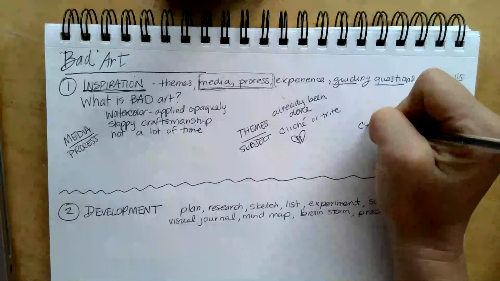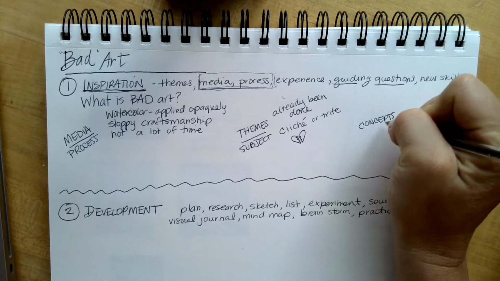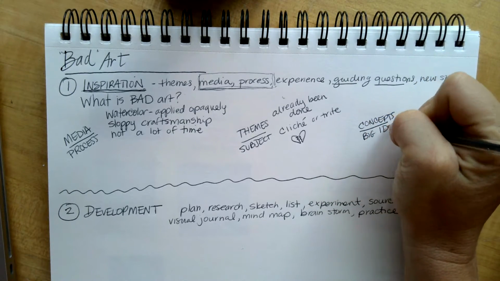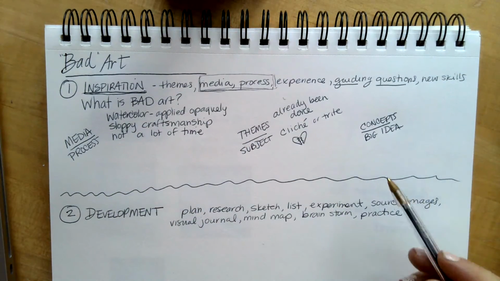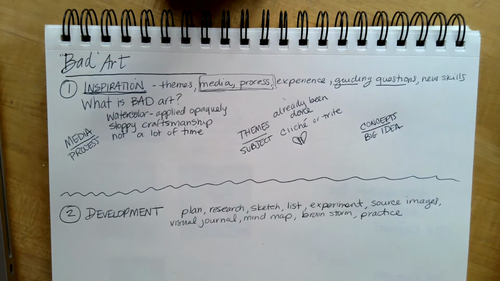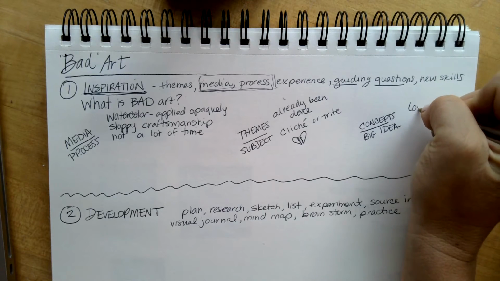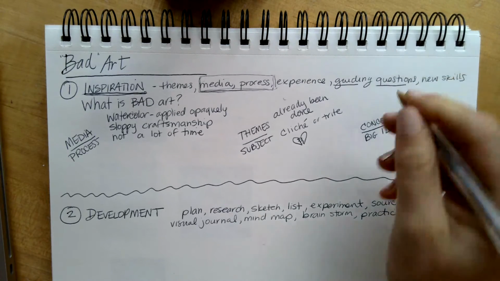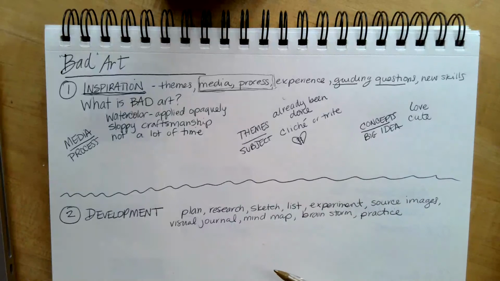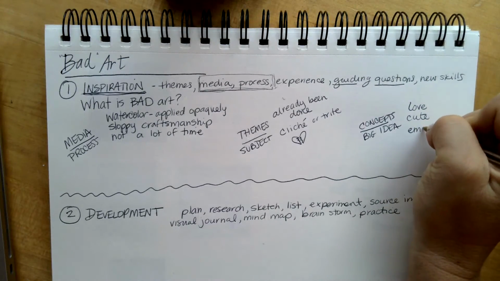The other thing I could do is concepts or big ideas. So these are all places that I could start when I'm choosing to make this artwork. So concepts are big ideas. These are like messages that people want to convey in their artwork. For me, love or cute. These things, again, kind of go back to being cliche or trite. And like an emotion. I just want to show an emotion.